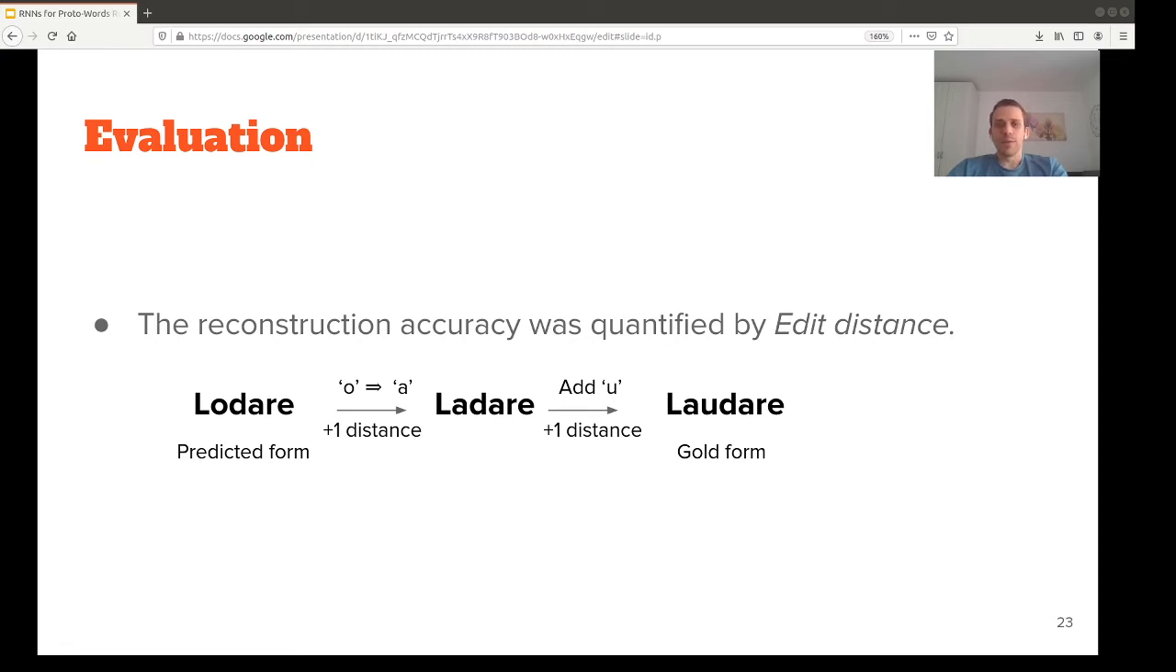Okay, so far I've described the motivation and the experimental setup. I will now let Carlo describe the experimental results and analysis.